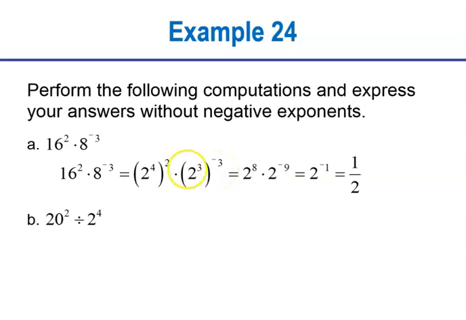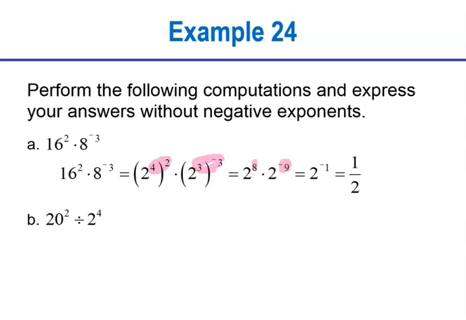And then look, they multiply these exponents. 4 times 2 gives me 8, and 3 times negative 3 gives me negative 9, which when you add these exponents, 8 plus a negative 9 is negative 1, which would give us 1/2. So there's more than one way to get there.